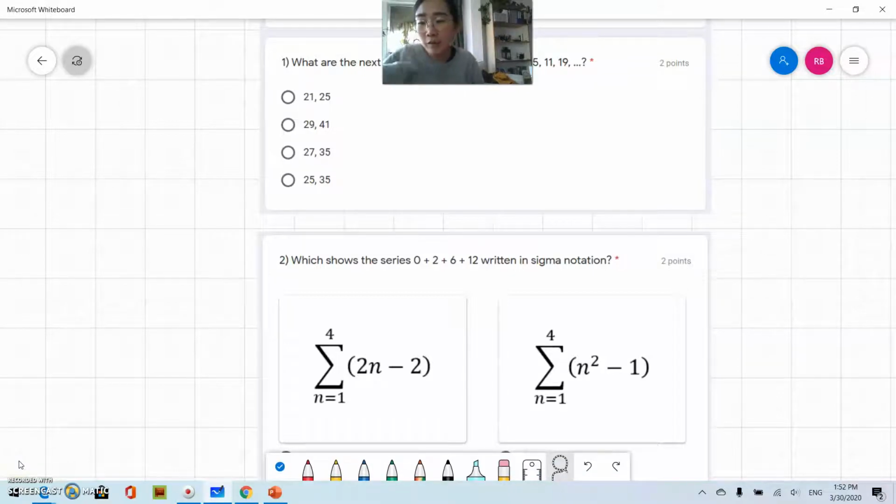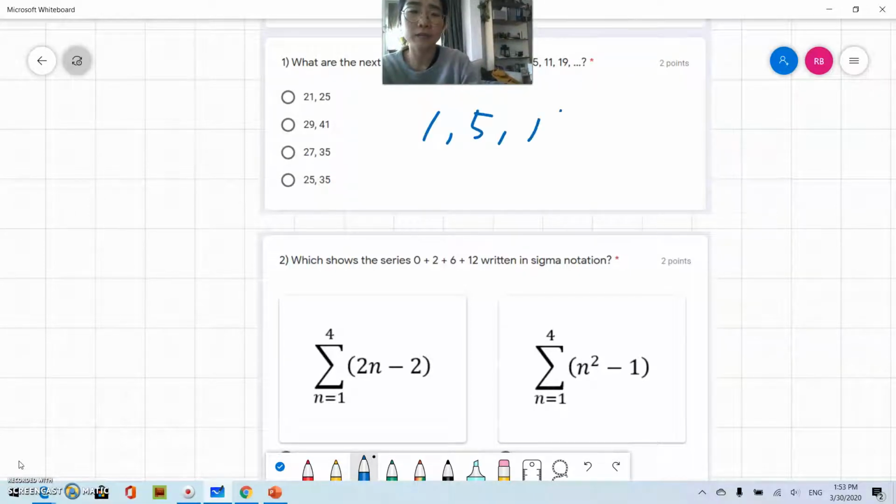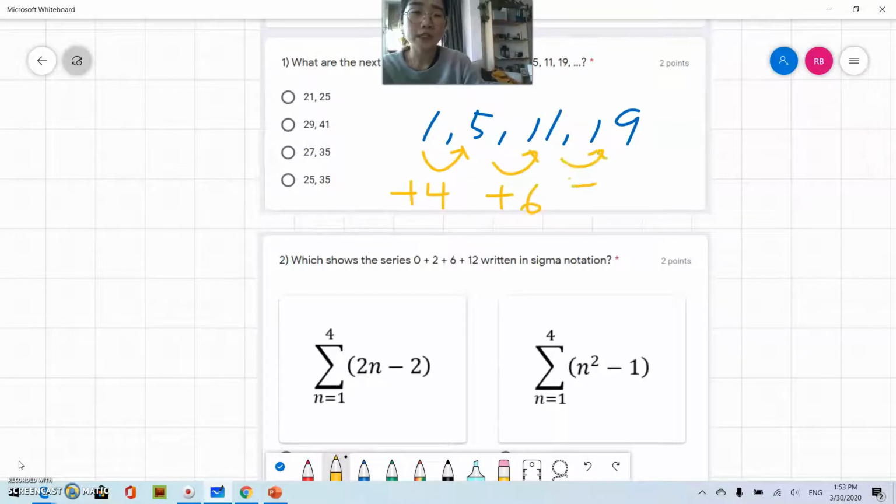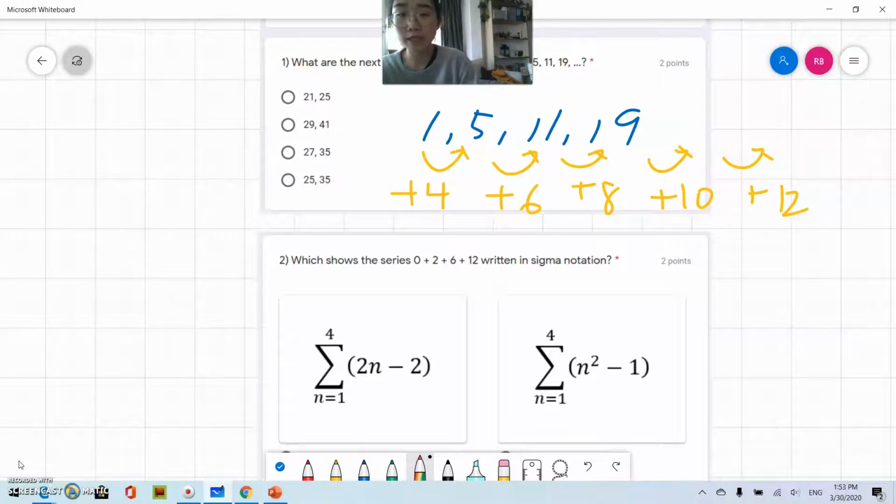Guys, I'm gonna go over the quiz that you just took for this chapter. So let's start with number 1. The first question is asking, what are the next two terms of the sequence 1, 5, 11, and 19? So first of all, we need to figure out the pattern. And this one has add 4, and then 6, and then 8. So with this pattern, I'm gonna add 10, and then I'm gonna add 12. So the answer is whatever has 29 as the next term, so the second one.